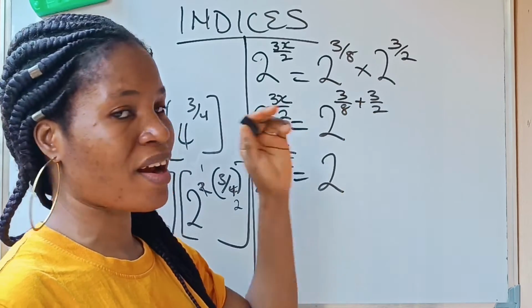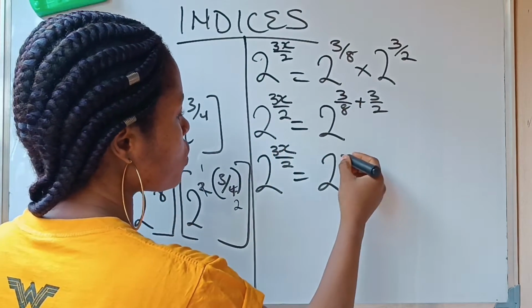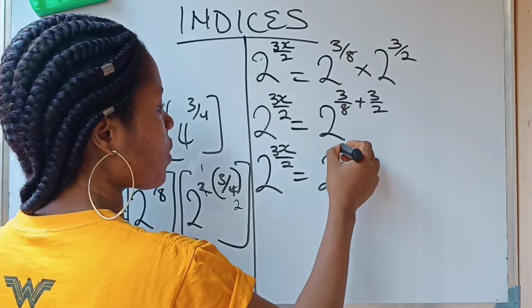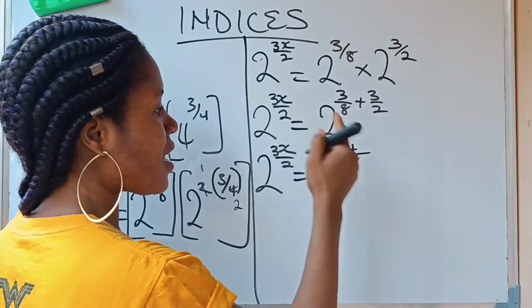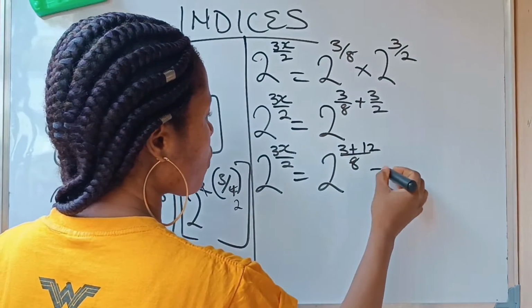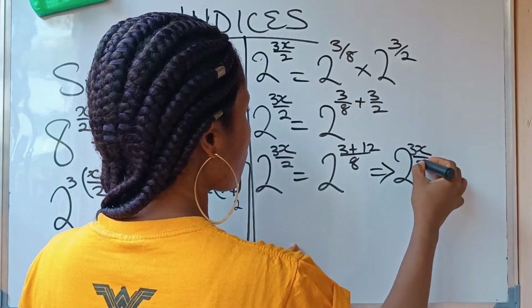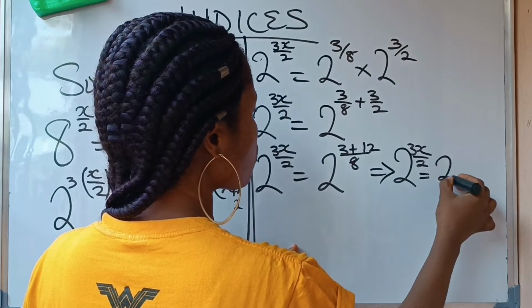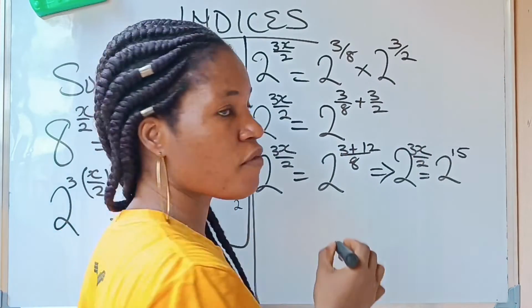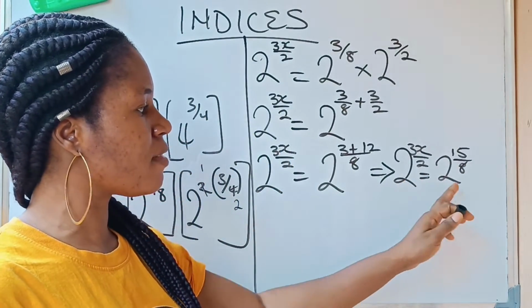Now how do we add fractions? Like normal fractions. The LCM of 8 and 2 is 8. So 8 divided by 8 gives us 1, 1 times 3 gives us 3, plus 2 divided into 8 gives us 4, 4 times 3 is 12. Now what do we have? We have 2 raised to the power of 3x over 2 is equal to 2 raised to the power of 3 plus 12, which is 15 all over 8.